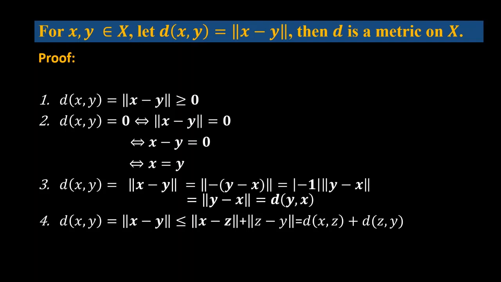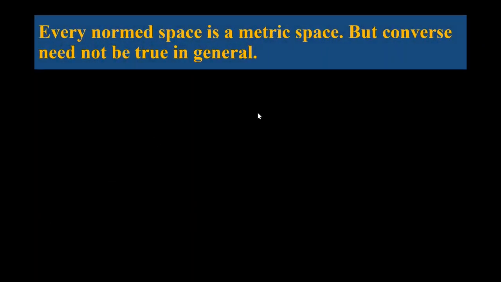So it means every normed space is a metric space, because whenever we take a norm, it can be converted to a metric. But the converse need not be true in general. That is, every normed space is a metric space, but the converse need not be true in general.